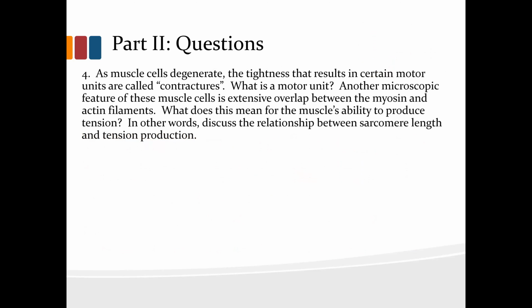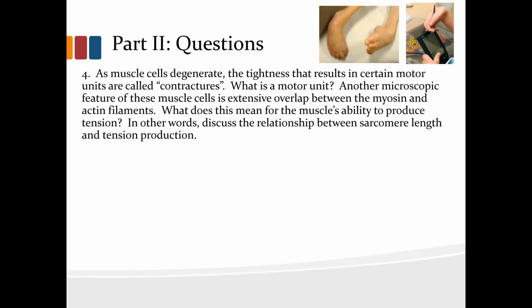So number 4, as muscle cells degenerate, the tightness that results in certain motor units is called contractures. What is a motor unit? Another microscopic feature of these muscle cells is extensive overlap between the myosin and actin filaments. What does this mean for the muscle's ability to produce tension? In other words, discuss the relationship between sarcomere length and tension production.